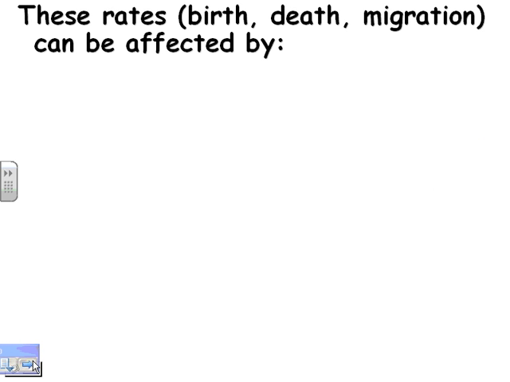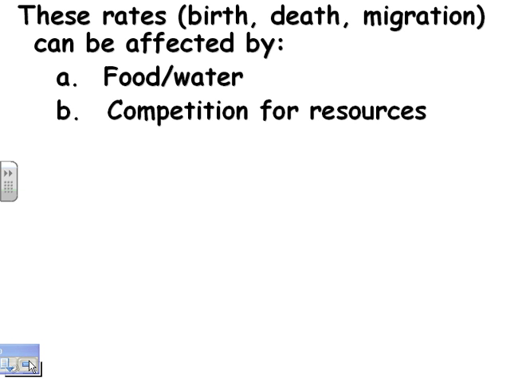These rates, birth, death, and migration, can be affected by lots of things. So one thing would be food or water. If you have a lot of food and a lot of water, then the moms will be able to support the babies and they'll be born, and you'll have lots of adult organisms around to make babies. If there's very little food or water, then they'll die or they'll emigrate, they'll leave. Or they just won't have kids in the first place.